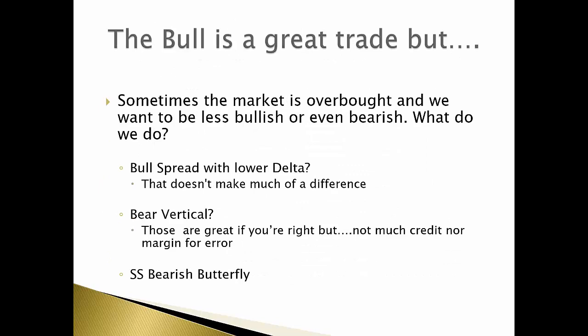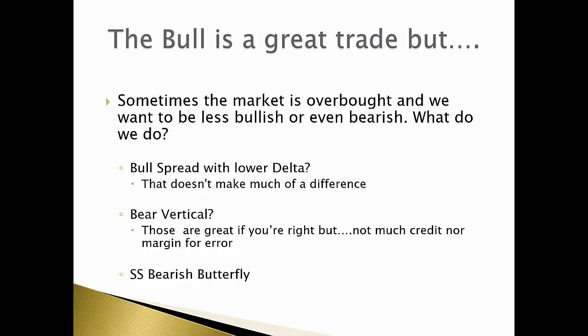In the last session, we were talking about the bull, and the bull is a fantastic trade. However, sometimes the market's overbought, and we want to be a little bit less bullish, or sometimes even, dare I say it, bearish. What do we do in that case? Well, some people go and do this bull spread. If they're a little bit bearish, they'll put it on with a little bit lower delta, or instead of doing a 10 delta spread, they'll do a 5 delta spread. We've already shown in the last segment that that doesn't make a whole lot of difference on whether you're going to win or not if the market comes down fairly rapidly.